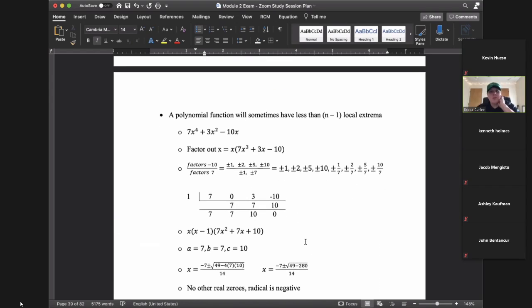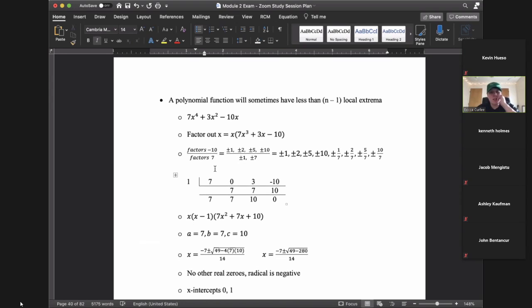All right, a polynomial function will sometimes have less than n-1 local extrema. It's just saying that it's going to be at most n-1. So we've got 7x to the fourth plus 3x squared minus 10x. First thing we're going to do is factor out an x. So we already know that 0 is a factor by factoring out an x.